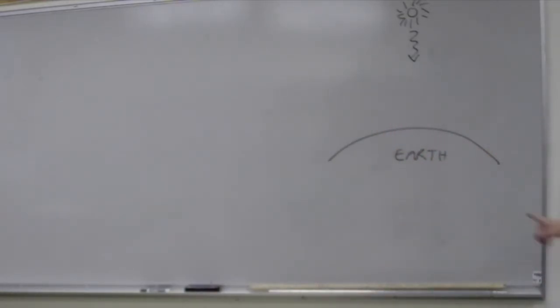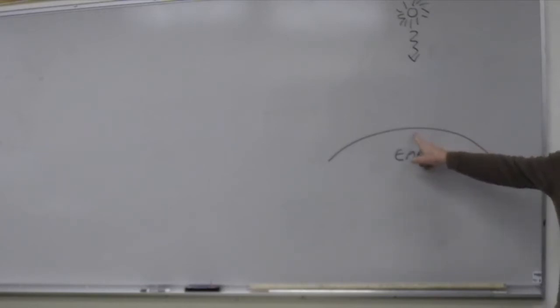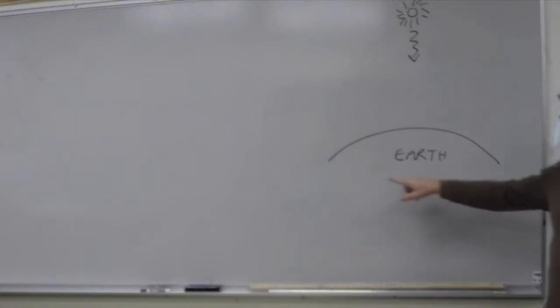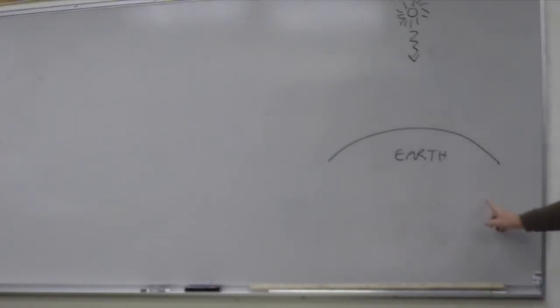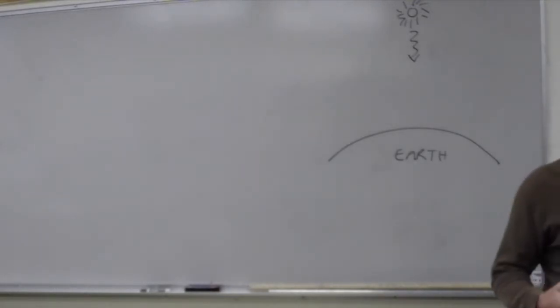So this would be like the equator. We're looking at the Earth sideways here. This would be the equator. These would be the poles. Okay, now think about this. What happened to the warmer liquid? The warmer liquid, did it have more or less density when it was warmer?